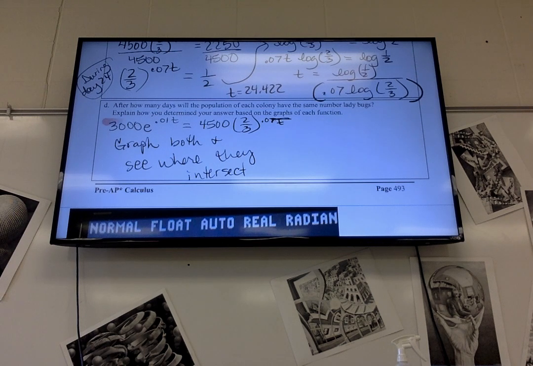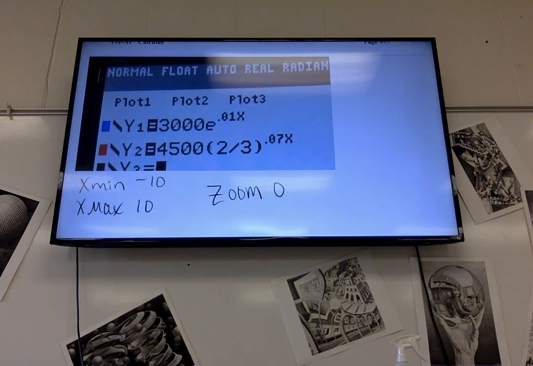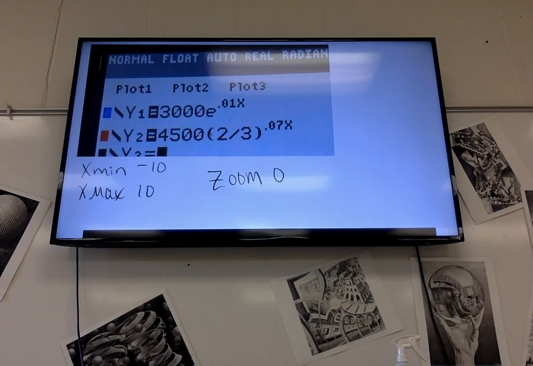So in y1, doesn't have to be y1, but in one of the equations, you put that one, and then in y2, we put that one. So that's what that looks like. So if it's not in there still, go in, stick it in. Or if you weren't here.